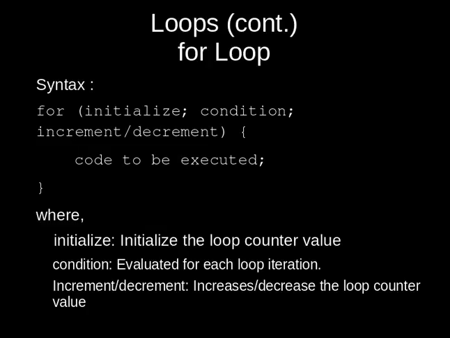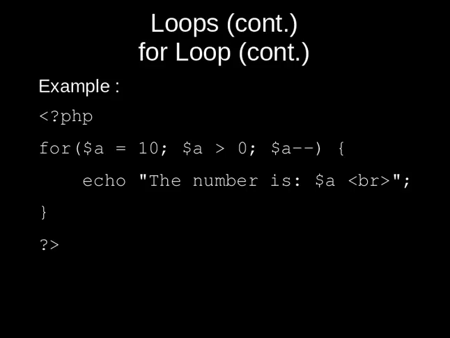Initialize initializes the loop counter value. Condition is evaluated for each loop iteration. Increment and decrement increases or decreases the loop counter value. Here is an example of a for loop. For $a is equal to 10, $a greater than 0, $a minus minus, echo the number is $a, br.